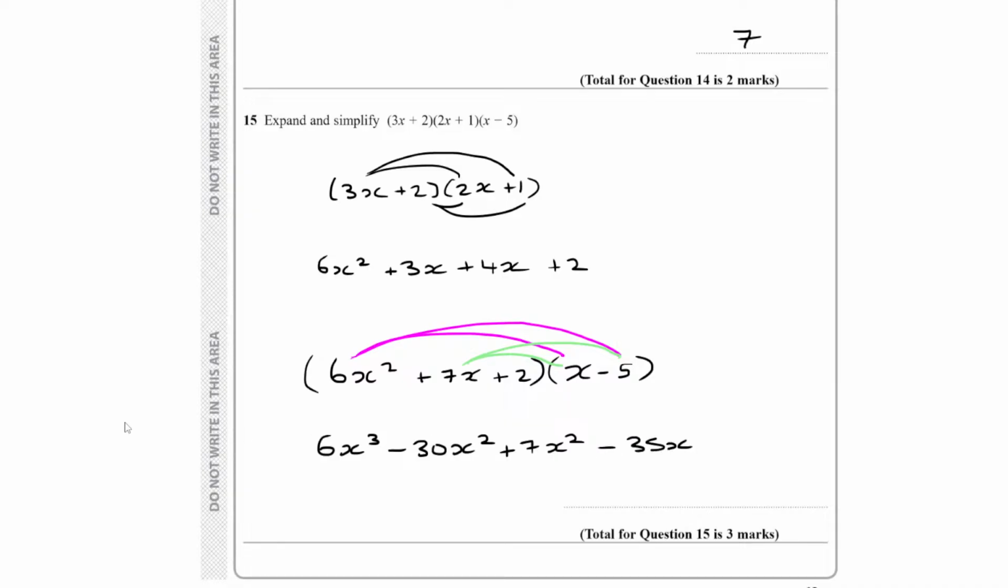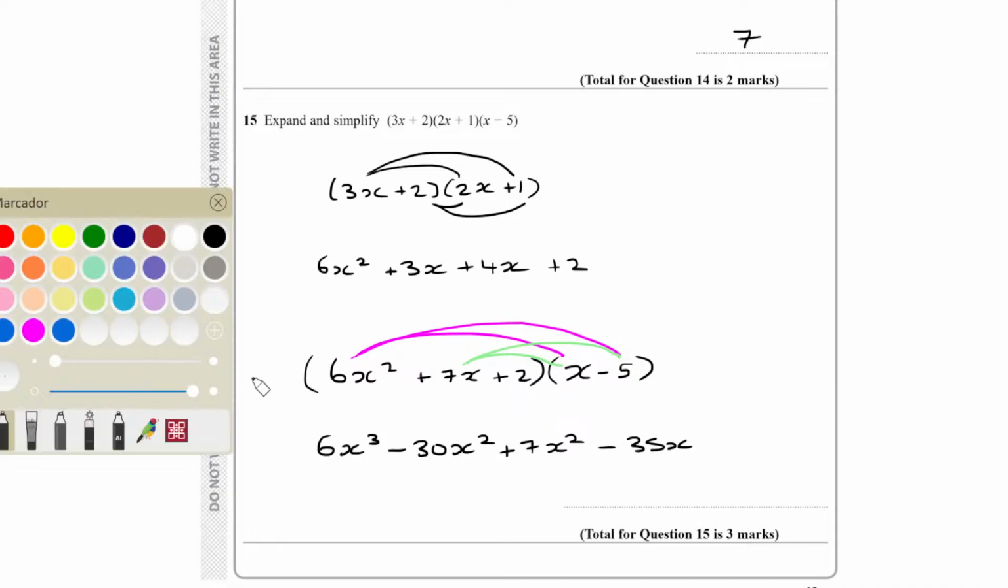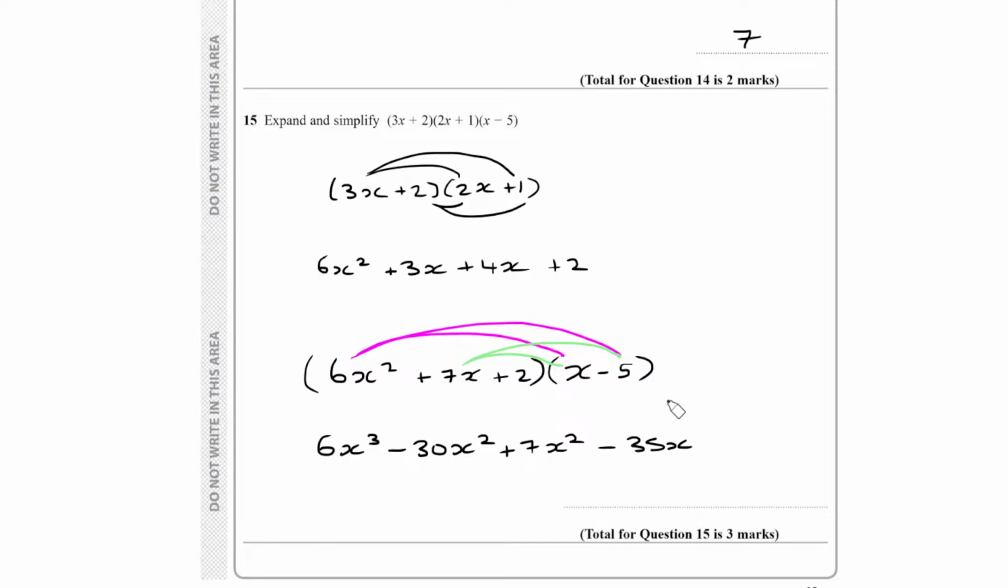Minus 35x, and then if I get a different colour, then I'll come to the 2. 2x, and finally, minus 10. The only reason why I do it in that order, some people do it differently than that, is because then my like terms match up. But you don't have to do it that way.